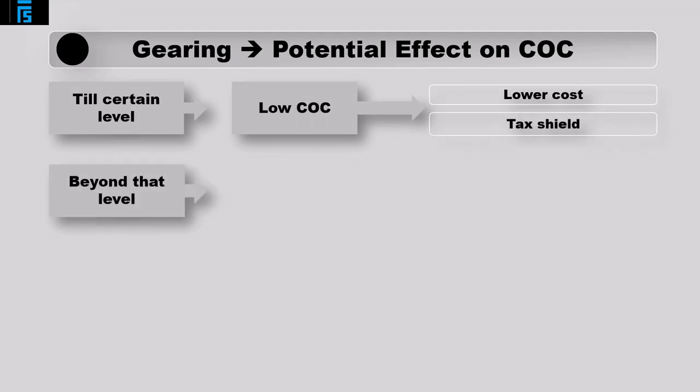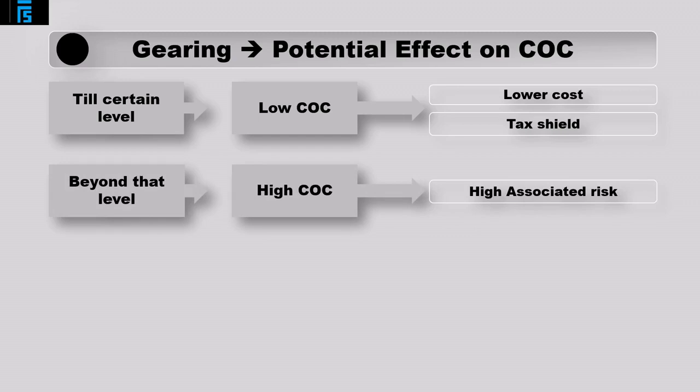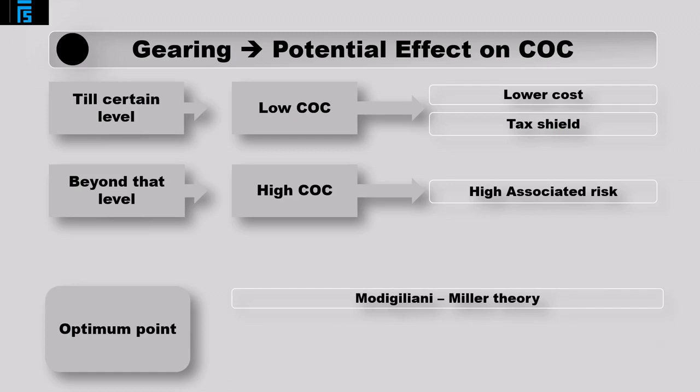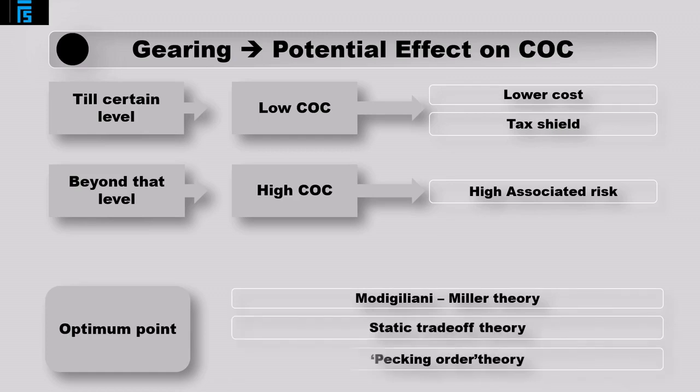Beyond that point, however, gearing will increase the average cost of capital due to the increasing risks associated with the company becoming overly indebted. As you may expect, there is no simple method of finding that optimum point. There are a number of theories addressing this issue: the Modigliani-Miller theory, static trade-off theory, or the so-called pecking order theory. We will be exploring them in further modules of the course.